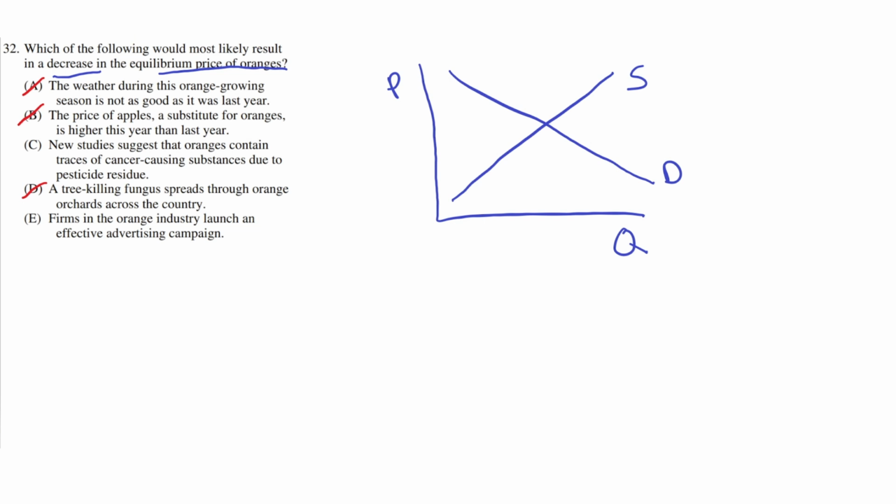E. Firms in the orange industry launch an effective advertising campaign. So an advertising campaign would cause an increase in demand, thereby causing demand to shift to the right. And like option choice B, this would cause an increase in the equilibrium price. And because we're looking for a decrease in the equilibrium price, E must be incorrect. So we can eliminate E. And we're left with C. So C must be the correct answer.